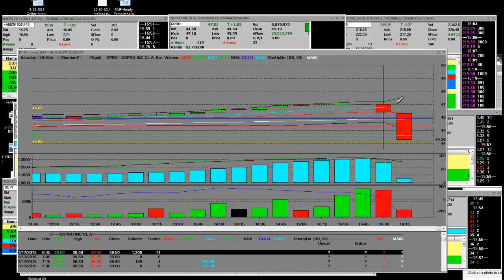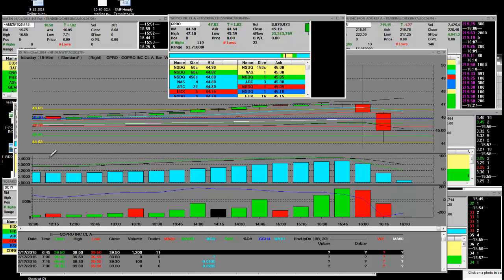GoPro. Guess what? Let's go, Pro. We went from $50 straight down here to $44. And this is a 15-minute candle. It's a 15-minute chart. And we can clearly see where that was right now. GoPro is down. Once again, quarterly reports. And they didn't make it.